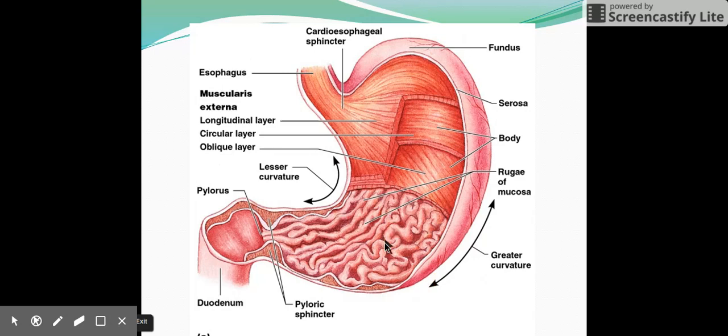Then, once you move inside the stomach, what you see are all these little folds. And those folds are called rugae. And the rugae hold all the mucosa cells that produce the mucus that protect the stomach from the acids and the enzymes that make it up.